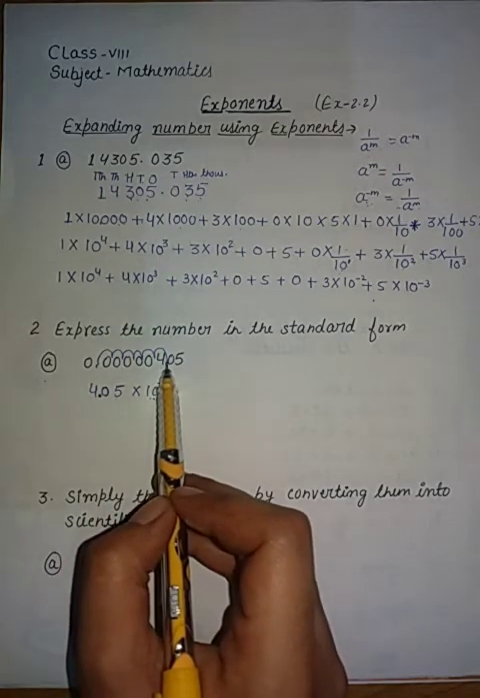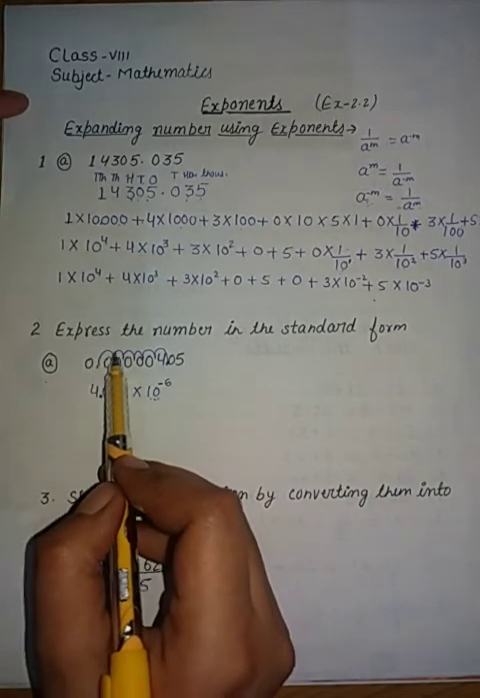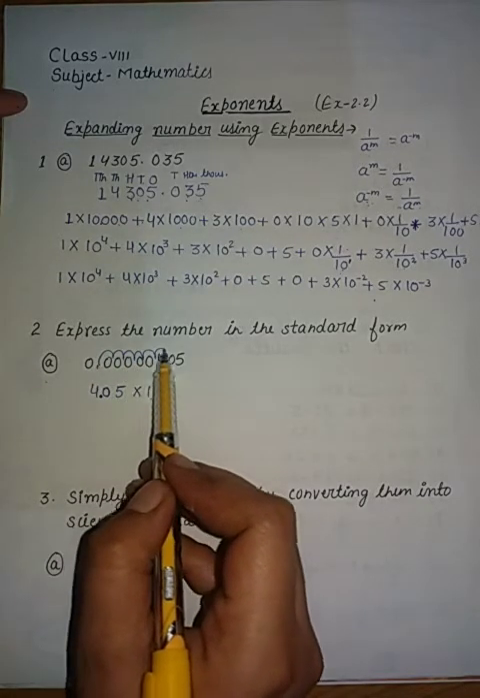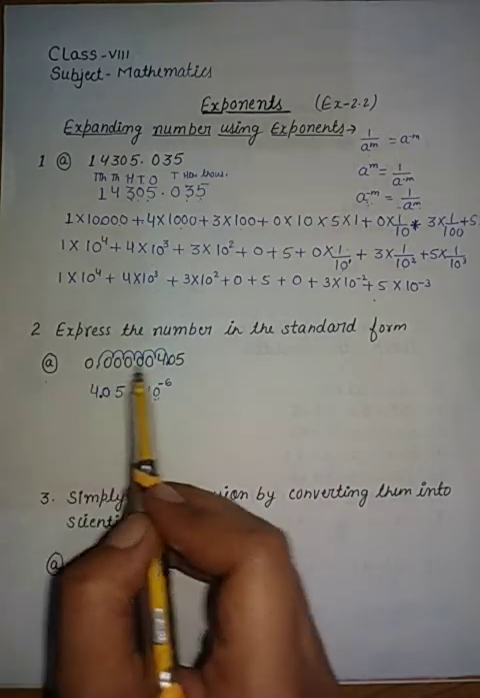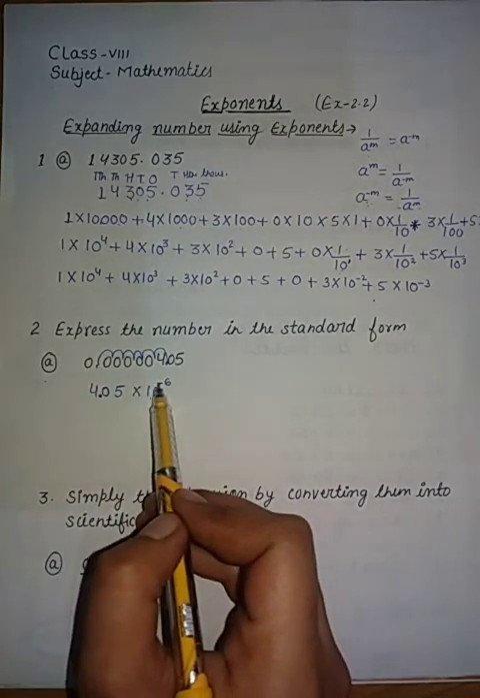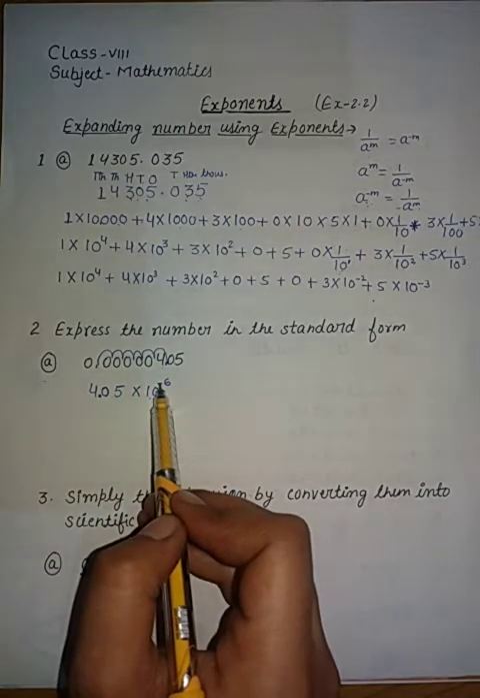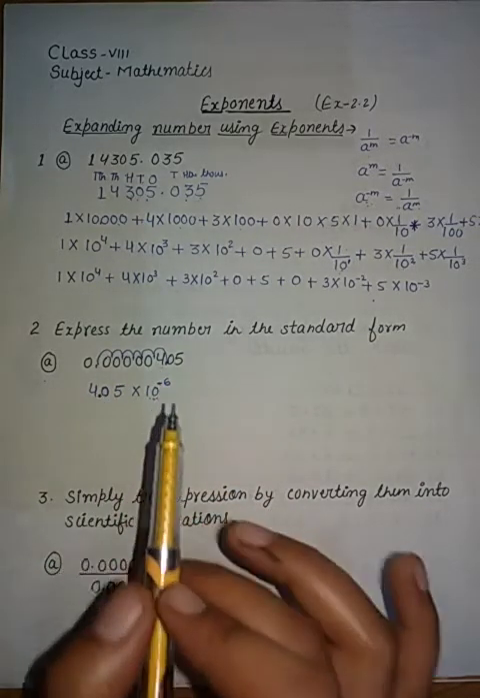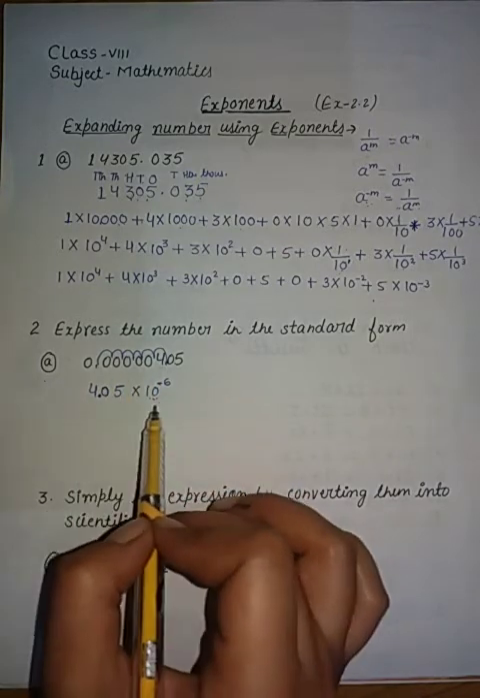First of all, you will write your number 405 and the point will be here after one digit. Now you will see how many digits you are moving your point. 1, 2, 3, 4, 5, 6. 6 units you are moving, so 10 raised to the power 6. You are moving right side, so minus will be there. If you are moving left side, so plus sign will be there. So you can write any number in extended form like this.